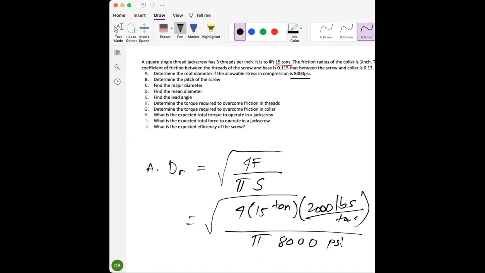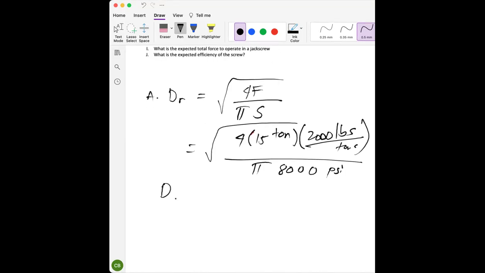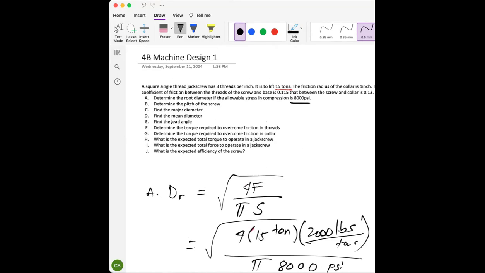So we calculate that. 4 times 15 times 2,000 pounds divided by pi times 8,000 psi. So the root diameter would be 4.77 inches. Then that would be the root diameter.